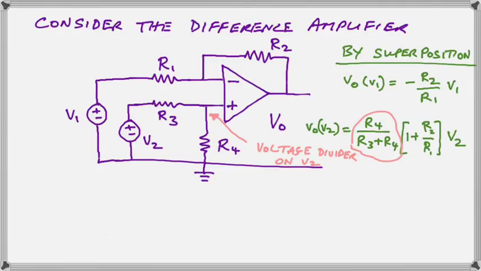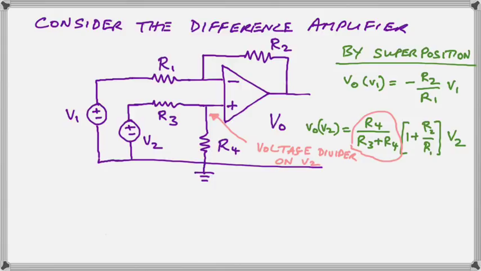So we see that the output for V2 alone is the normal formula that we can derive for op-amps when we connect our input to the positive terminal, only that V2 is reduced by the voltage divider as shown. Study it carefully to make sure you're happy thus far.